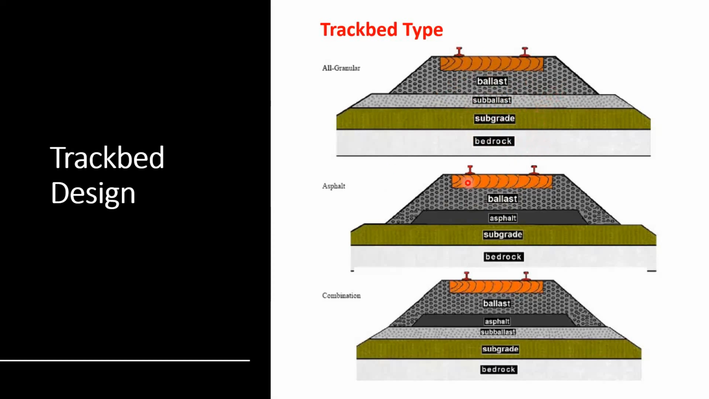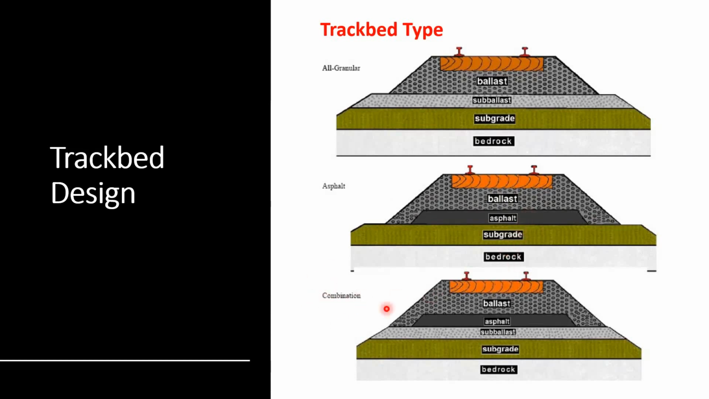There is the asphaltic track bed, which is basically a ballast and asphalt binder that provides some tensile strength and distributes the load better onto the subgrade. So you basically substitute the sub-ballast with a layer of asphalt within your ballast layer.